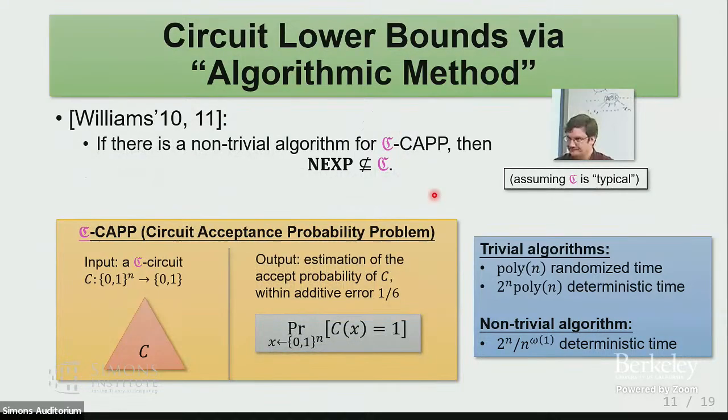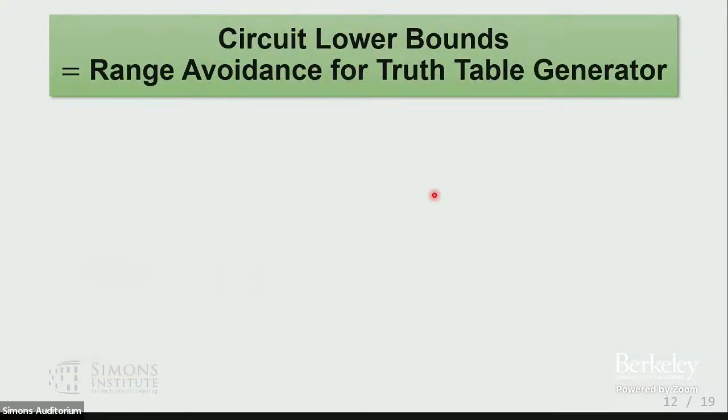And this connection is very general. Ryan actually showed that for any typical circuit class C, if you have a non-trivial algorithm for the CAPP problem of C, where your input is a C circuit, then NEXP is not contained in C. In this talk, let's use this slightly weaker bound that E^NP is not in C. E^NP not in C corresponds to a polynomial time algorithm for range avoidance with NP oracle.